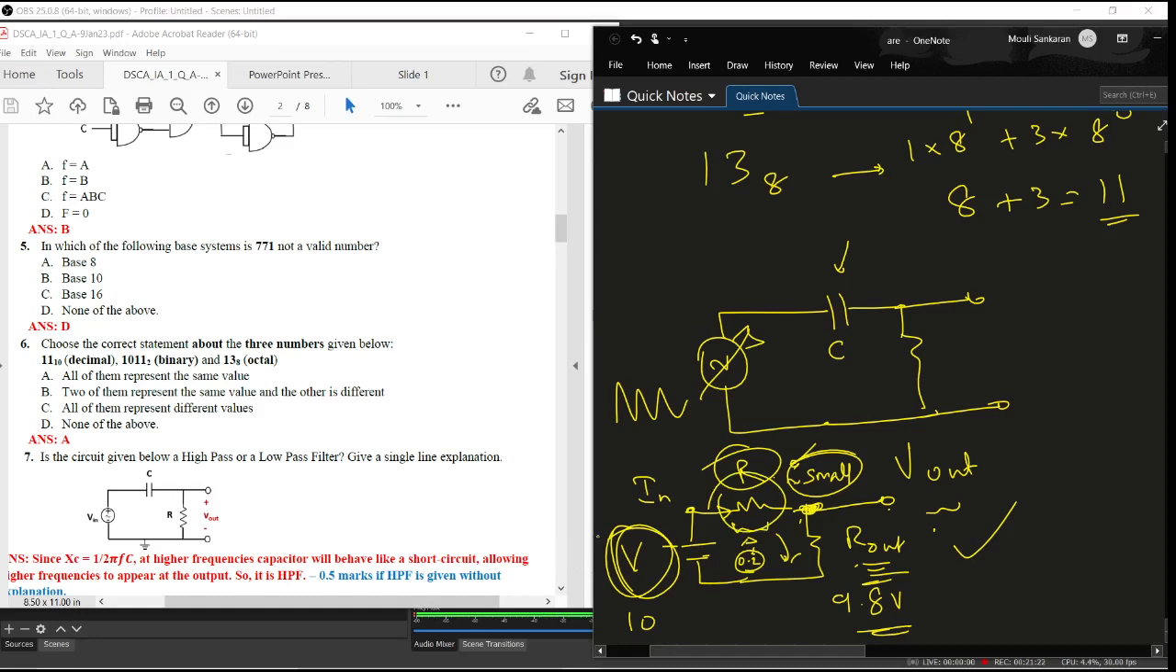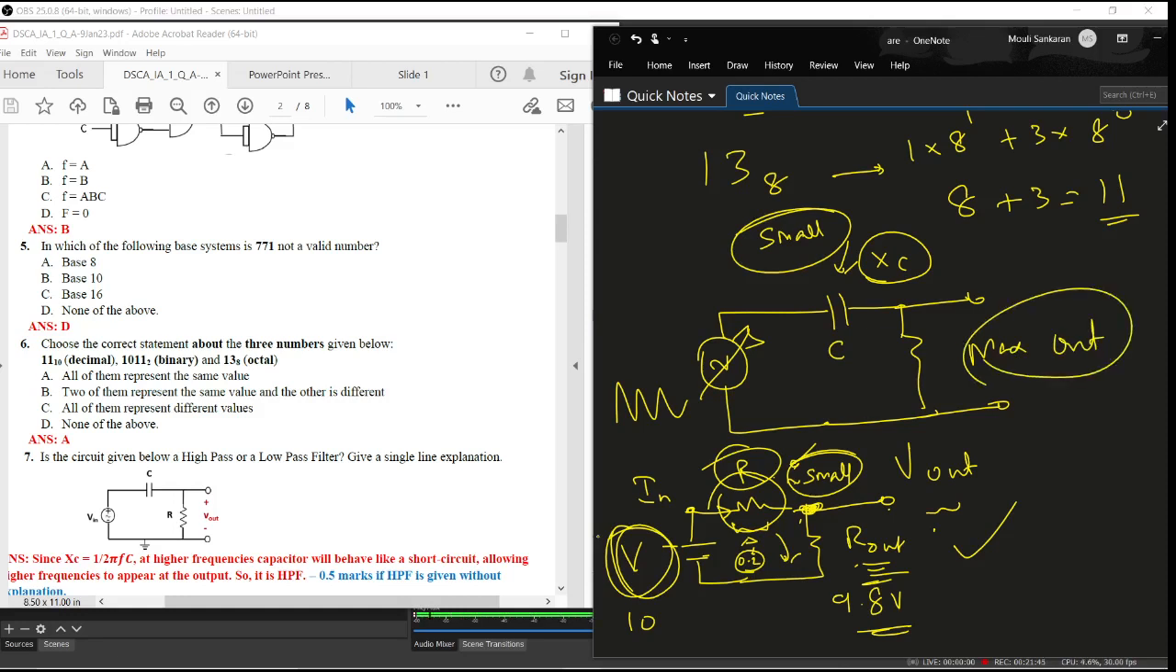If you apply the same logic here, we want this XC, which is the reactance of the capacitance, or the AC resistance of the capacitance, to be small. If the resistance is small, then we will get max output, because whatever we see in the DC circuit, the same thing is true in AC. The only thing is that here the frequency is changing, and the resistance across the capacitance is going to change based on the frequency.